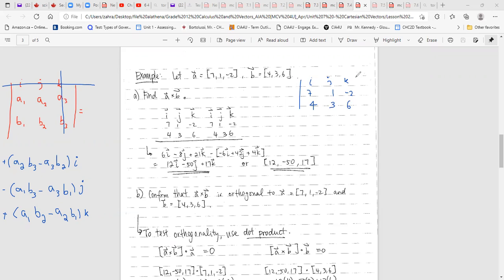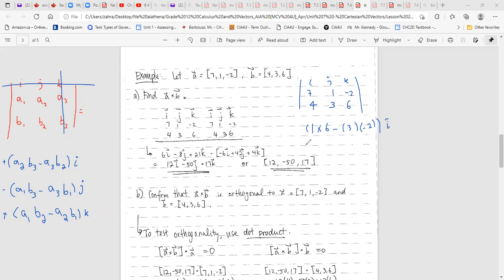For the I component, you cover the row and column it belongs to, and it's going to be 1 multiplied by 6, minus 3 multiplied by -2. This is going to be the I component. You get 12, right?